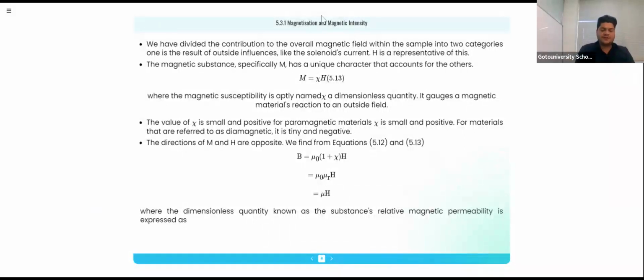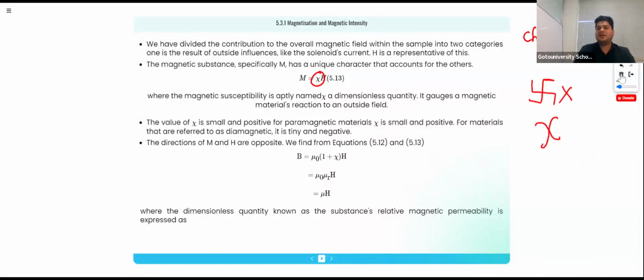One more thing. Next, what is this symbol? This is the Greek letter chi. It looks like this. It is not like this, it is like this. It is the Greek letter chi, and that is your magnetic susceptibility.